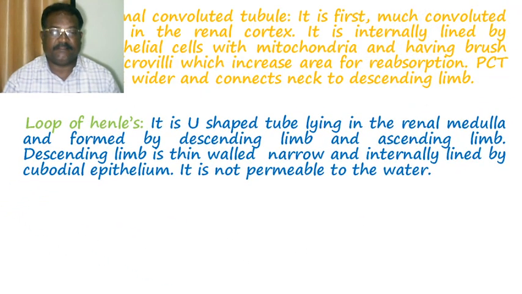Then the loop of Henle. It is a U-shaped structure lying in the renal medulla, and it is formed by the descending and ascending limbs. The descending limb is thin walled, narrow, internally lined by cuboidal epithelial cells, and it is not permeable to water.